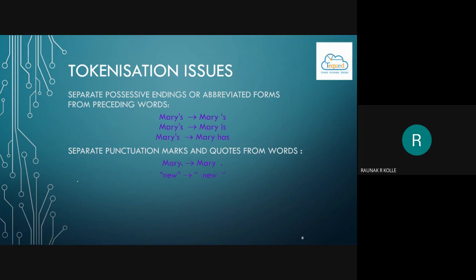Tokenization issues: separate possessive endings or abbreviated forms from preceding words. For example, Mary apostrophe S can be considered as Mary's, something belonging to Mary, or something that Mary possesses; Mary has; or Mary is.